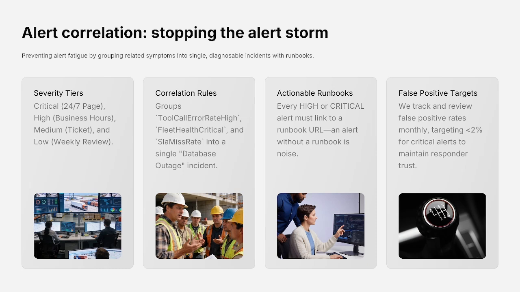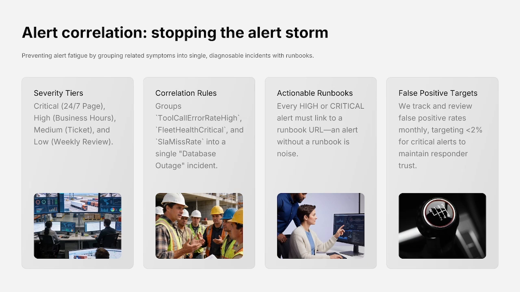So correlation rules, linking alerts to particular functions. So you have groups: two core error rate high, fleet health critical, set alerts for all these functions. SLA miss rate, set alert. Single database outage incidents, also set alert for database outage. So when there is a database outage, you'll be able to know when agents are missing SLA compliance. Set alert for fleet health critical, and set alert for two core error rate when it is high.